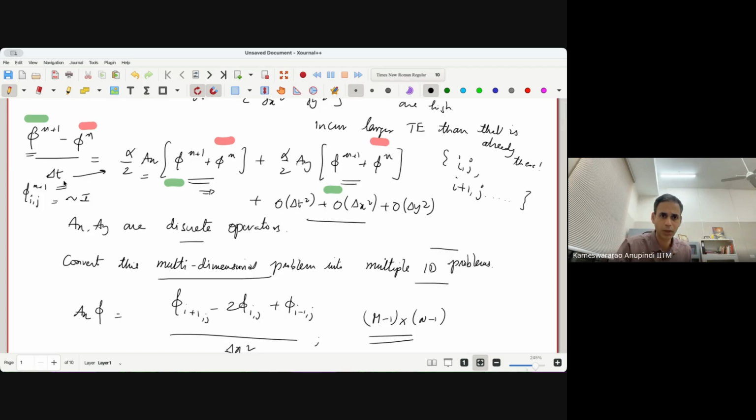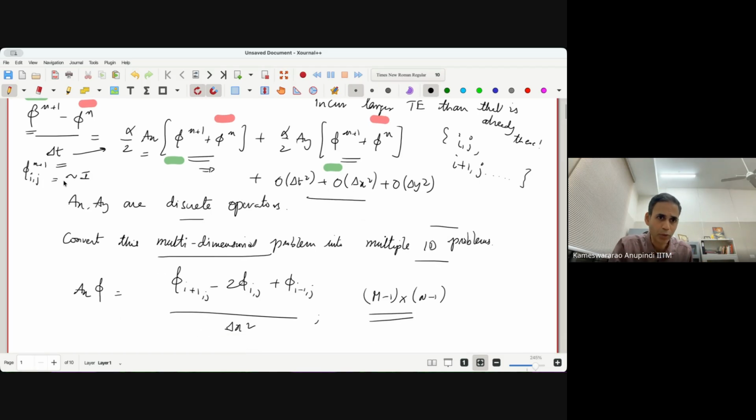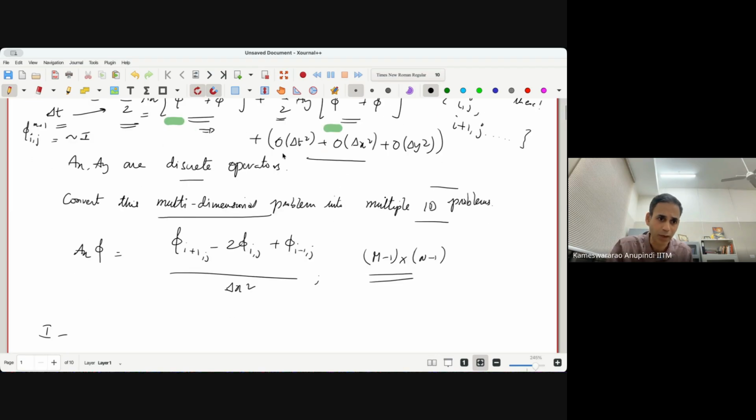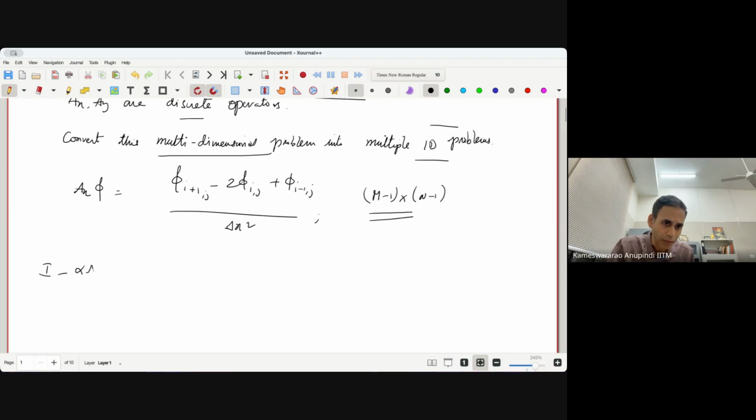This is order delta t square. Okay, that's what we have. Now I'm going to multiply this delta t with all the terms. That means even this truncation error is going to get multiplied with order delta t. Then we're going to get terms like alpha delta t by 2 times ax, alpha delta t by 2 times ay. So this is going to be I minus alpha delta t by 2 times ax minus alpha delta t by 2 times ay. Okay, that is my phi n plus 1.